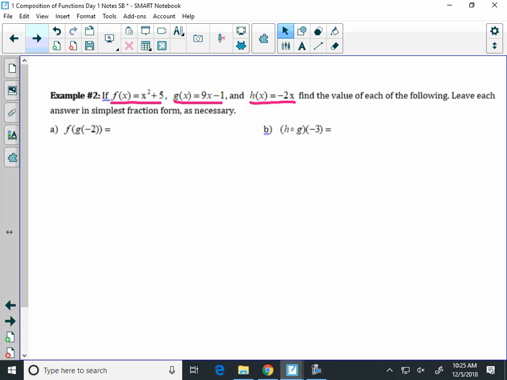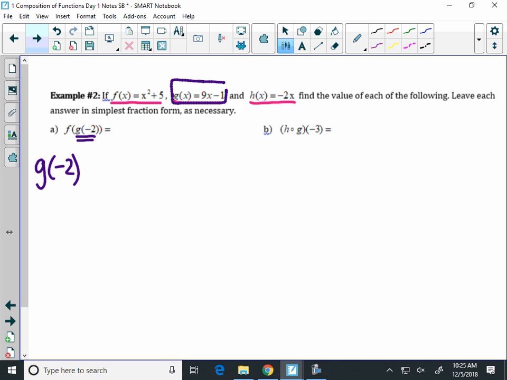So in A, it says find f of g of negative 2. So again, you always start with the stuff that is on the right. G of negative 2. I'm going to evaluate that first. Now I'm using the function of g, which is right up here.